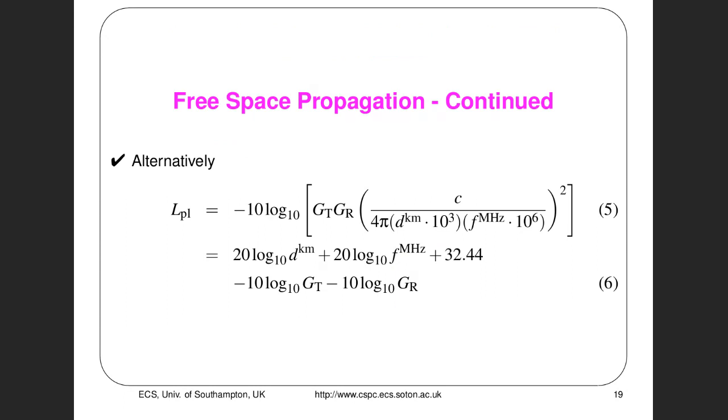And then this equation is an alternative. This is exactly the same as before, only that the metric for distance here becomes kilometers, and the metric for frequency is megahertz. So when you actually input values to equations, sometimes for the sake of convenience, you only want to input values on the magnitude of kilometers or megahertz. So this is actually for the sake of convenience.